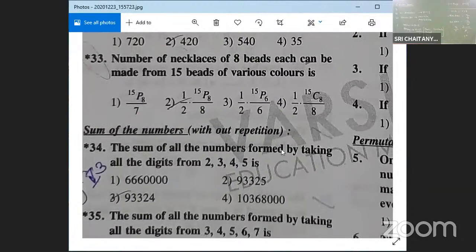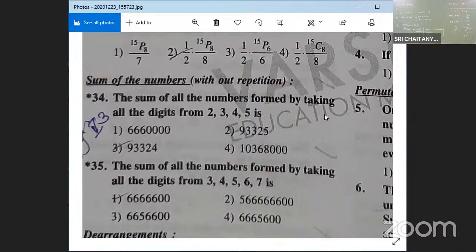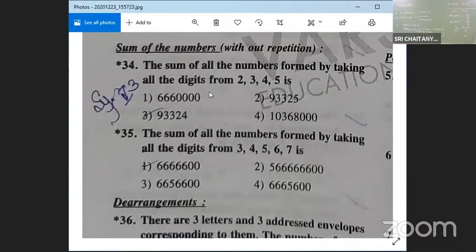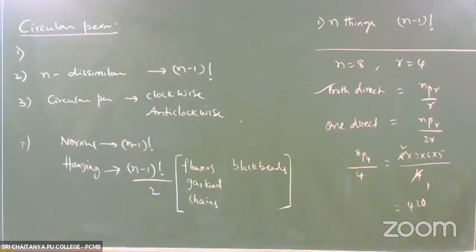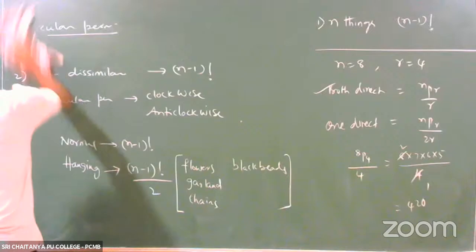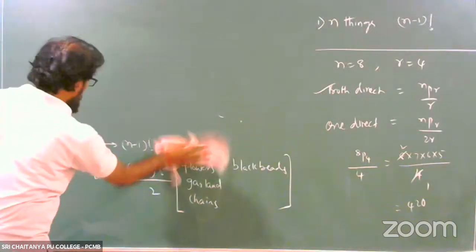Now, 34th problem. Sum of numbers without repetition. Problems on sum of numbers. See that problem number 34. The sum of all numbers formed by taking all the digits 2, 3, 4, 5. Actually, what is the meaning of the question? He asked you to find out the sum of all numbers formed by 2, 3, 4, 5.